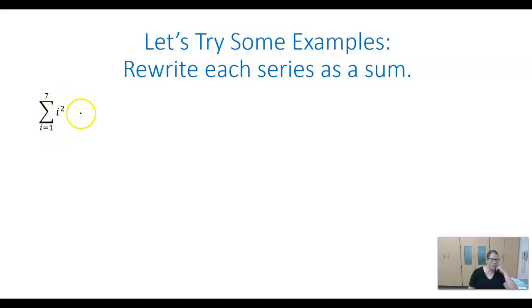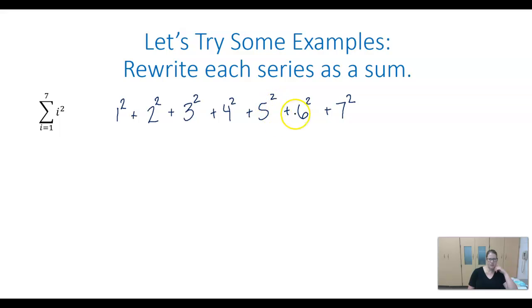So if I put a 1 into the formula, that would be 1 squared. Then I go up 1 from there to get a 2. Put 2 into the formula, that would be 2 squared. 3 squared, 4 squared, plus 5 squared. And remember, I'm ending at 7, so 7 will be the last term. I need to make sure I put a plus between each of these.